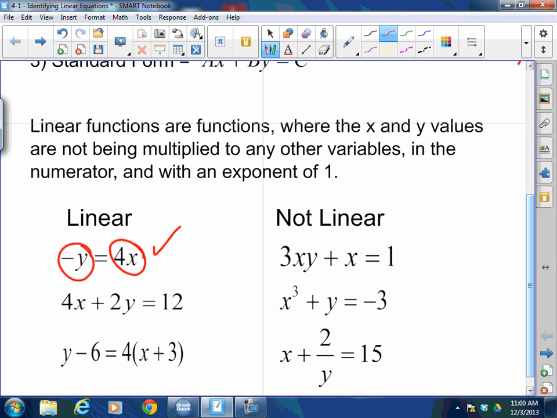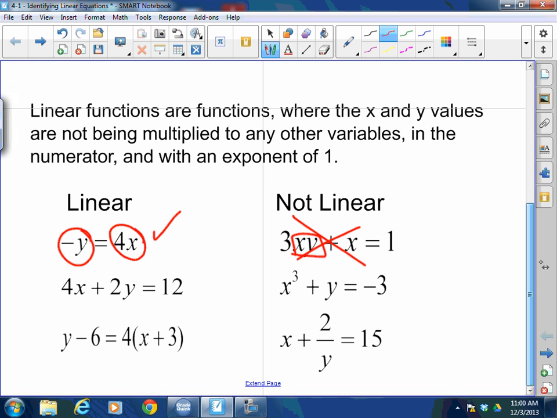Next, not linear. See here how the x is being multiplied to y? That is not a linear equation or function. Here, I have 4x plus 2y equals 12. Is x being multiplied to another variable? No. What's the power of x? When it's invisible, it's 1. Is y being multiplied to another variable? What's the power of y? 1. And they're both in the numerator, so that's linear.